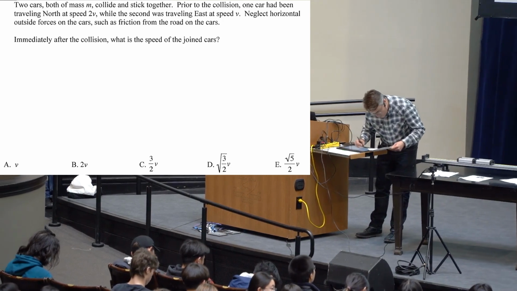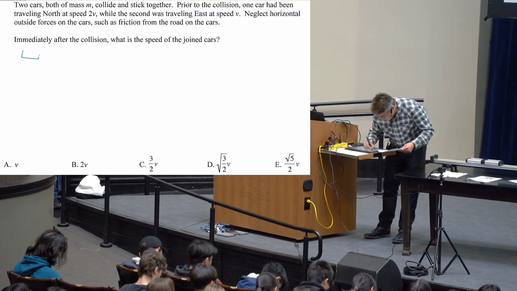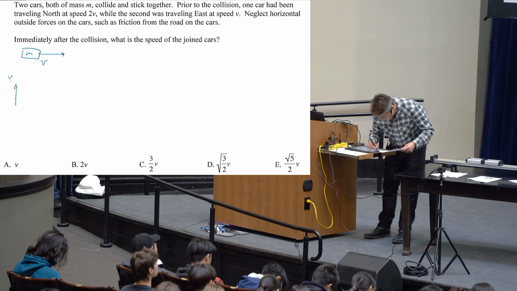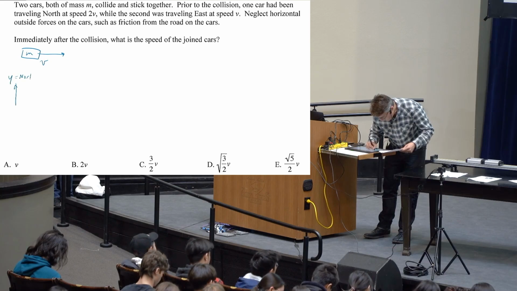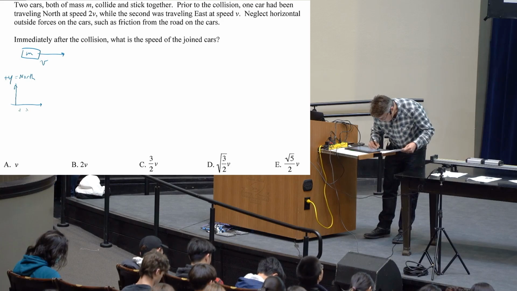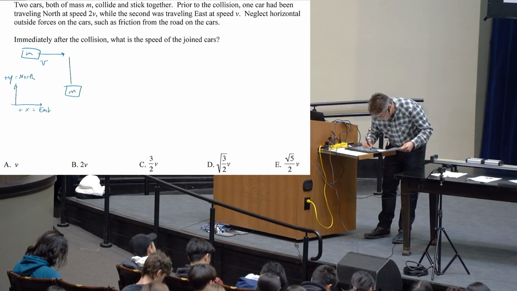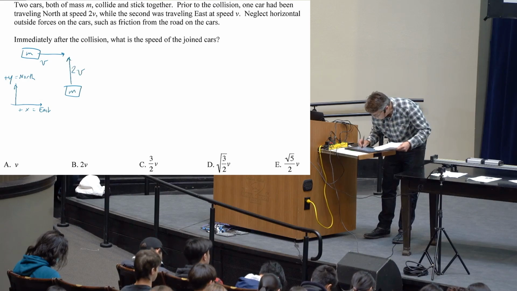So, just trying to draw it here, I've got a mass m that's traveling east at speed v. So let's define plus y as north and plus x as east, just to keep track of things. And then another mass, the same mass car, is going north with 2v. And it's joined. This means totally inelastic.